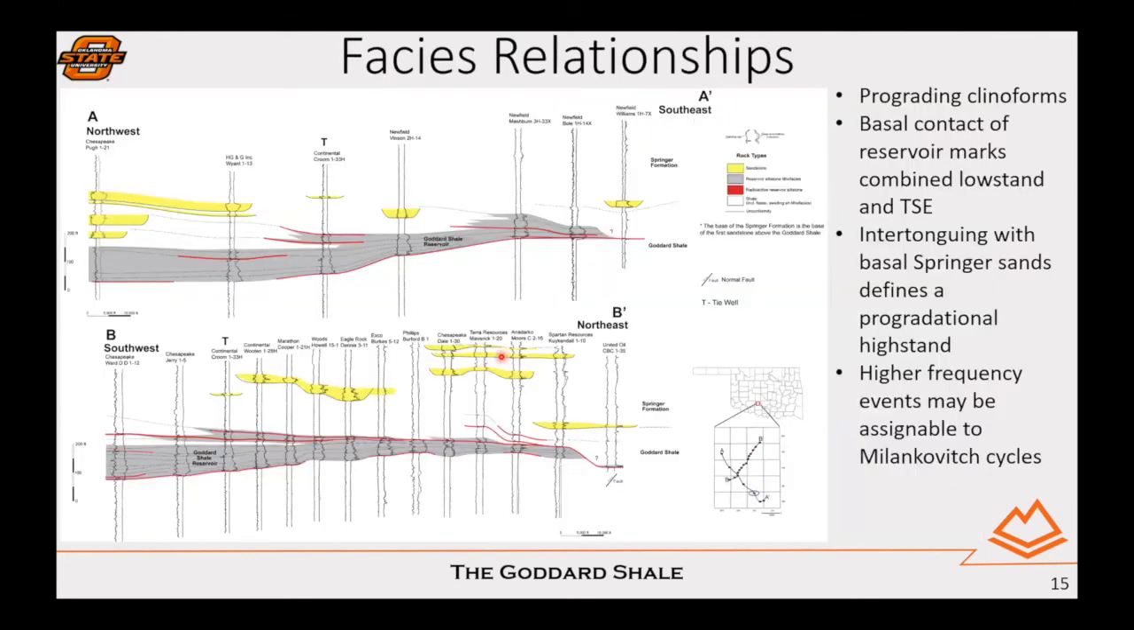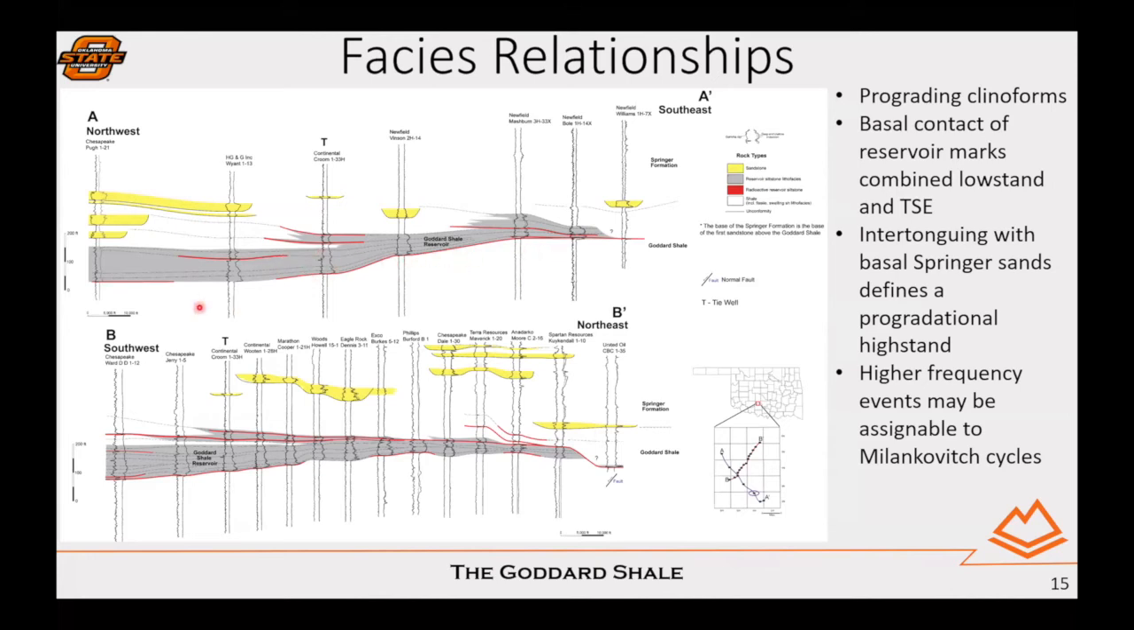Okay. Now, these are the same two cross sections that we were looking at before. A to A prime is running more along strike, and B to B prime is running more along dip. But now we're looking at these in a stratigraphic setting. So on A to A prime, you can really see with the Springer sands here in the Goddard reservoir, prograding clinoforms that are coming into the Anadarko and infilling the basin as they advance.